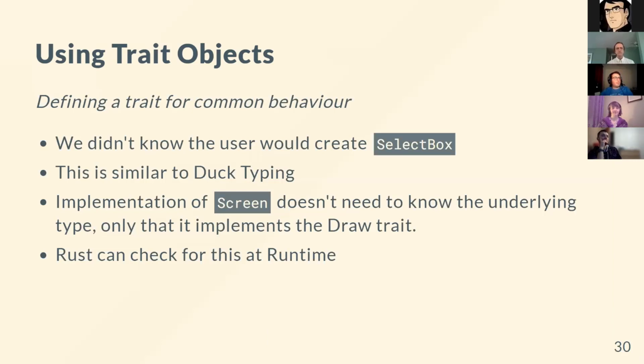So just to reiterate, when we wrote this library in our example, we didn't know that someone would come along and create the select box type, but screen was able to operate on that type anyway and draw it because select box implements the draw trait, which means it draws, which must mean it implements the draw method. The concept of being concerned only with the messages that a value responds to, rather than the value's concrete type, is similar to duck typing in other languages. If it walks like a duck and quacks like a duck, it's a duck.